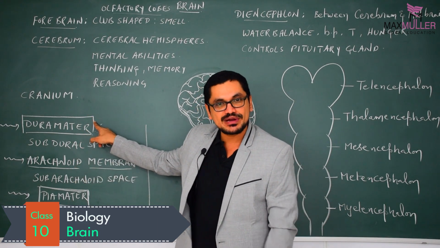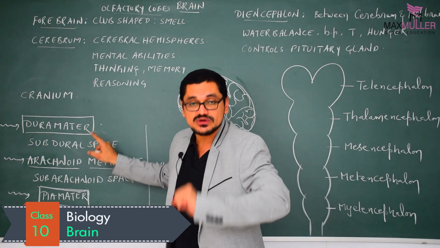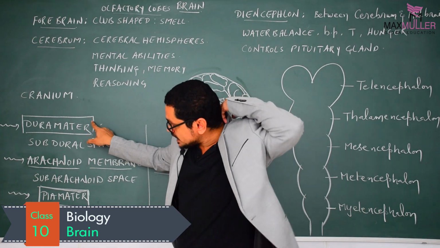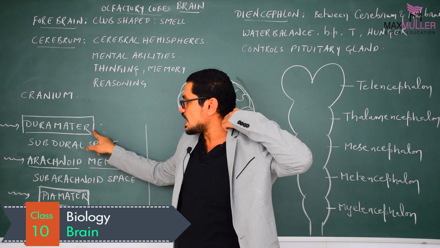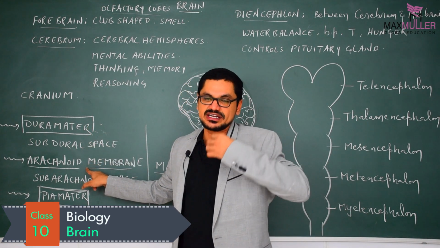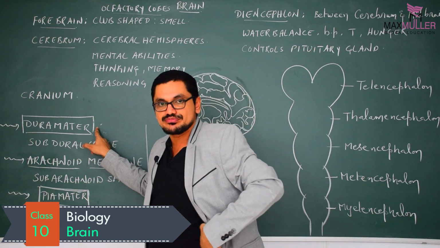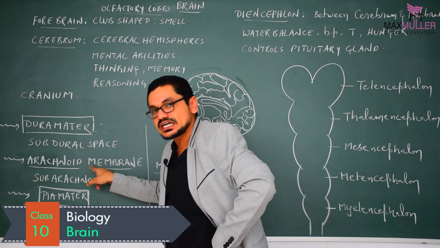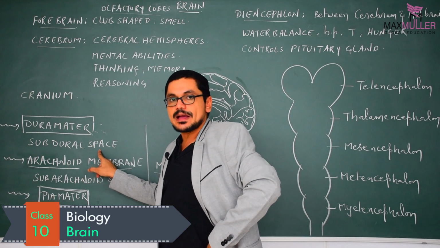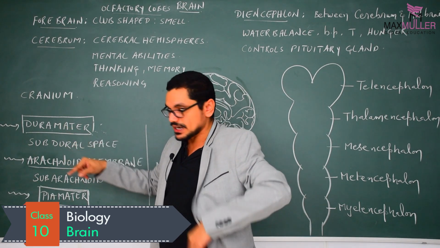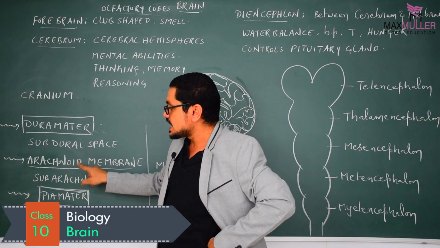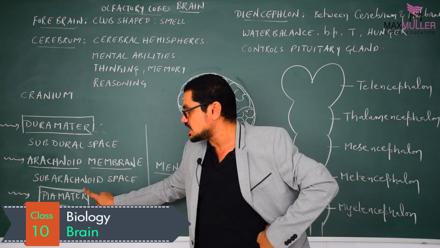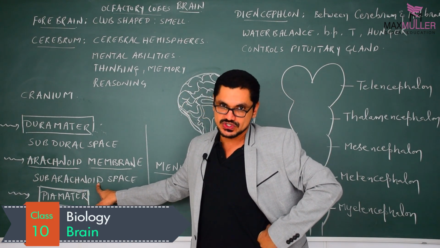This is the first layer which surrounds the brain, and this is the second layer which surrounds the brain. The space present between this Dura Mater and the arachnoid membrane, between the first layer and the second layer, is called the subdural space. And the space present between the arachnoid membrane and the Pia Mater is the subarachnoid space.